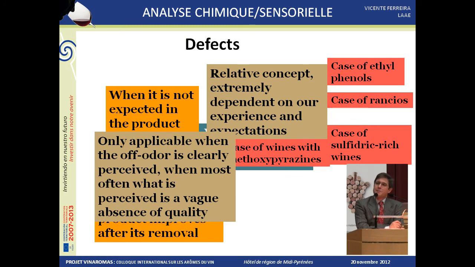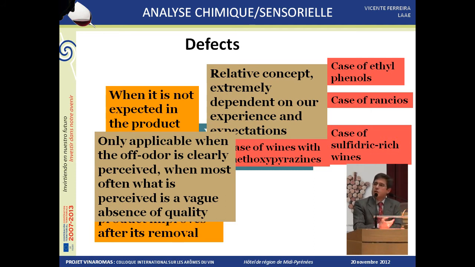But the following idea is about defects. So when does an aroma become a defect? One of the obvious answers is when it is not expected in the product. But I should recall your attention that this is a very relative definition that will depend on our experience and on what we expect. And of course, the world of enology is full of very bad wines having strong defects that the local consumers have got used to, and they think that they are fantastic. And so I don't think this is really a very good definition.